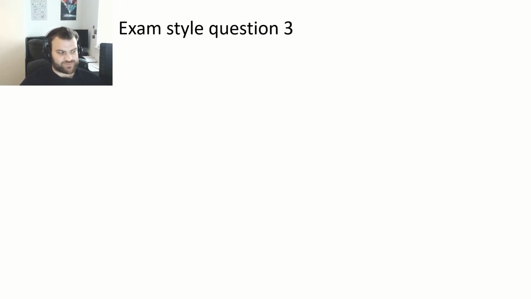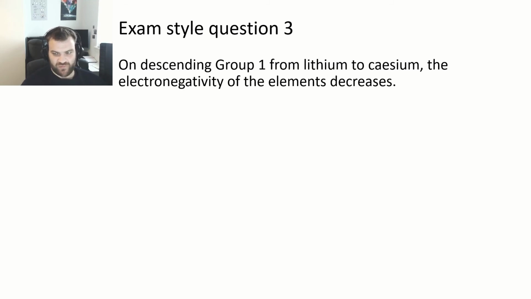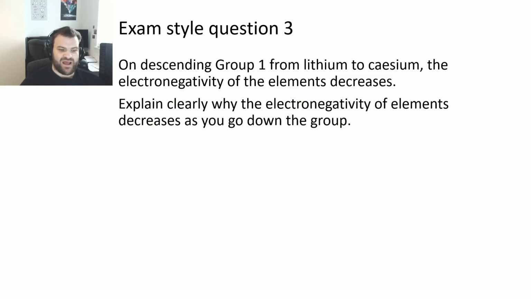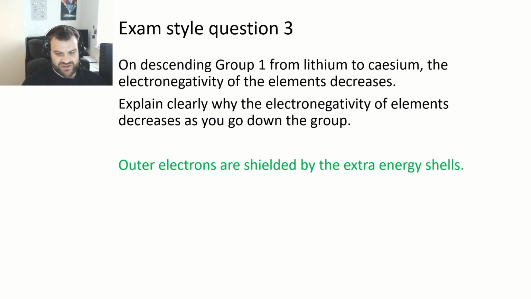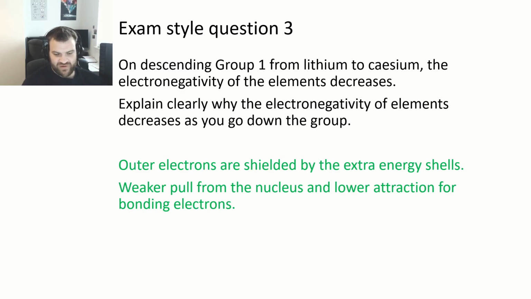Next type of question, we're now going down a group, down group 1 from lithium to cesium, and it tells us that the electronegativity decreases. And this time we have to explain clearly why the electronegativity of the elements decreases. So we need to add more detail to this answer. What we need to include in our answer is that because we're going down a group, we're talking about number of electron shells. And we've got more electron shells as we go down. So the outer electrons are shielded by the extra energy shells, and there's a weaker pull from the nucleus, therefore a lower attraction for the bonding electrons.